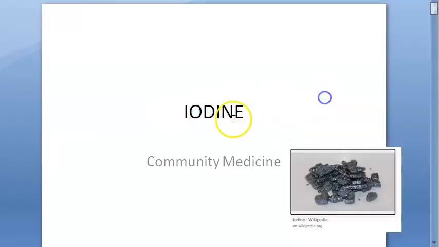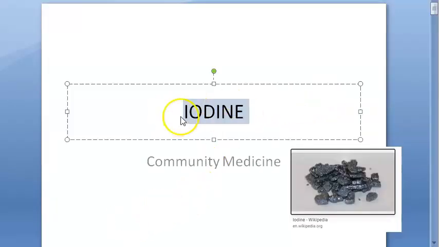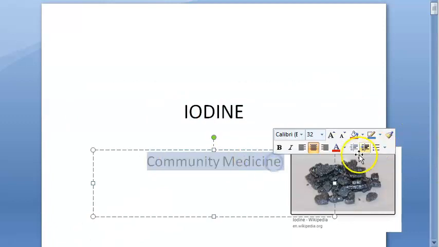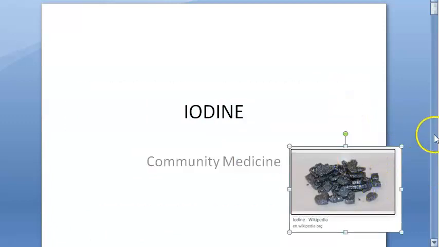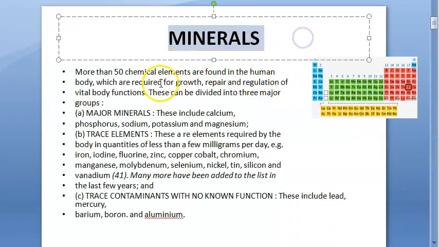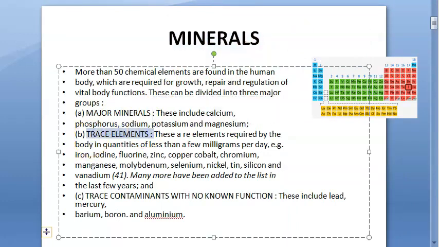Hello people, in this video we want to look at iodine. Under community medicine, we want to look at what iodine is. Iodine comes under minerals. It is actually a trace element. We just need it in small quantity.